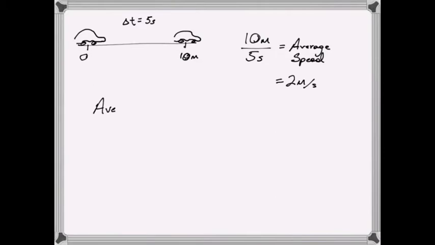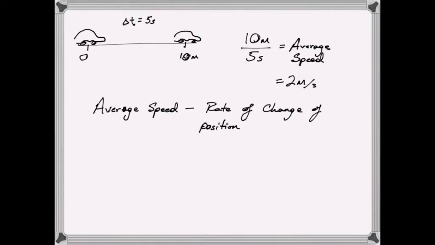Well, let's start with speed. So average speed, okay, tells us, well, rather defined, it's the rate of change of an object's position over time. All right, so rate of change of position.